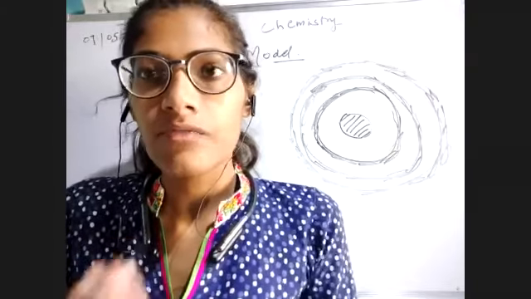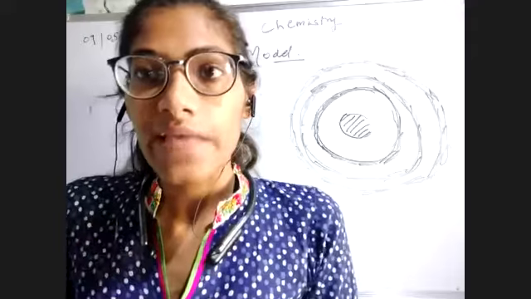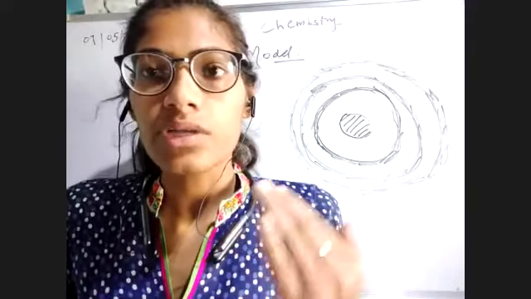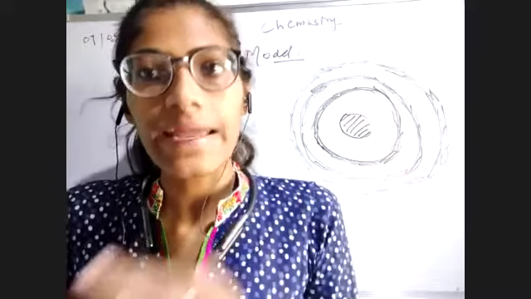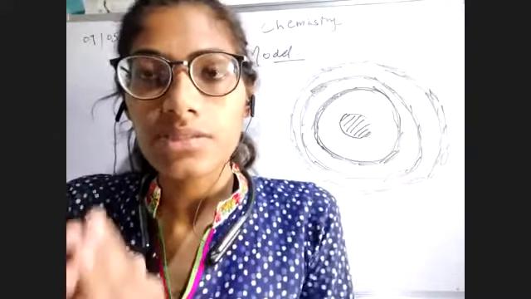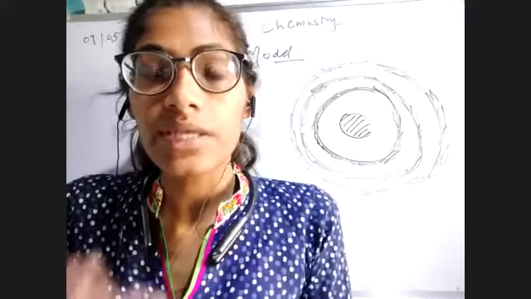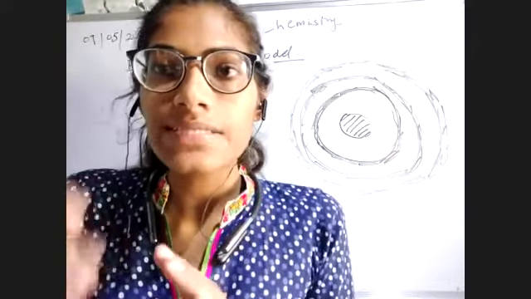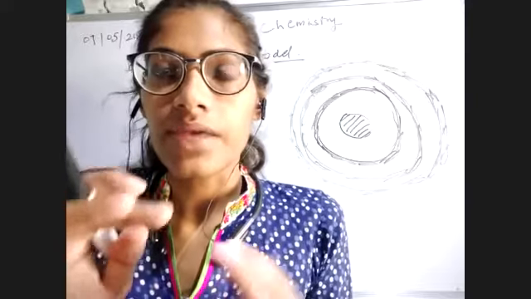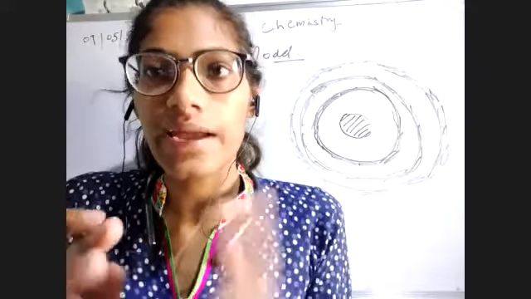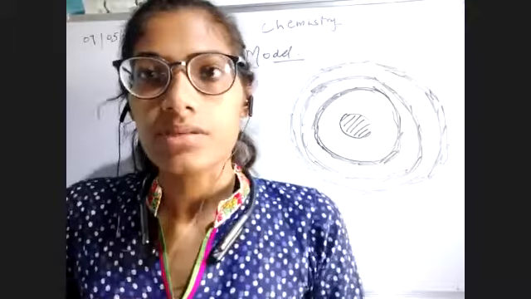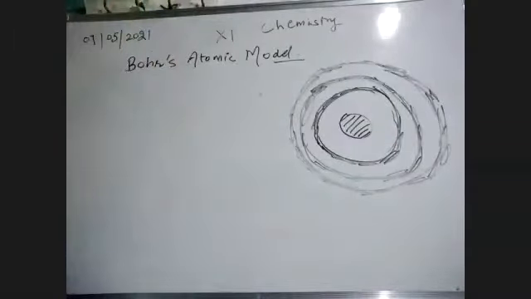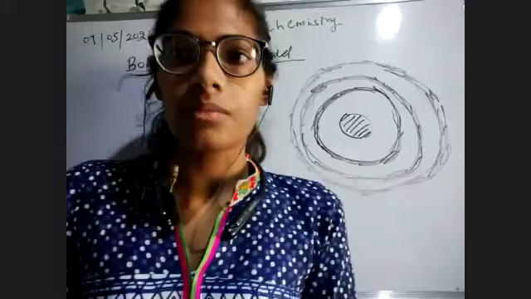Third thing, which he did not explain, was that due to some positive charge, our deflections were at some angles. That means there is the nucleus present, due to which there is some positive charge, due to which the radiations are getting deflected at some angles. Okay, so this was all about Rutherford's atomic model explained in this class.